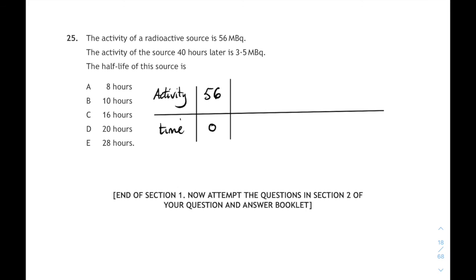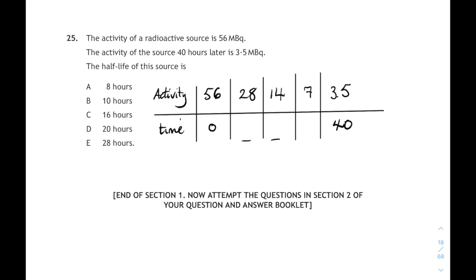We keep halving it. Just keep halving. Half of 56 will be 28. And then you keep halving it until you get down to the number that you're looking for, which in this case is 3.5. So half of 28 is 14. Half of 14 is 7, and half of 7 is 3.5. Now that's what we're looking for, and that took 40 hours.